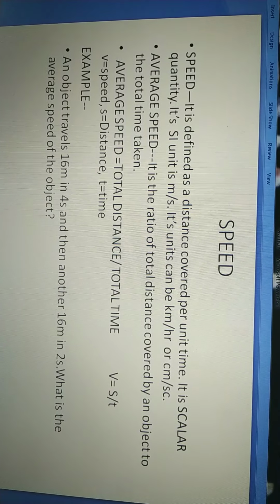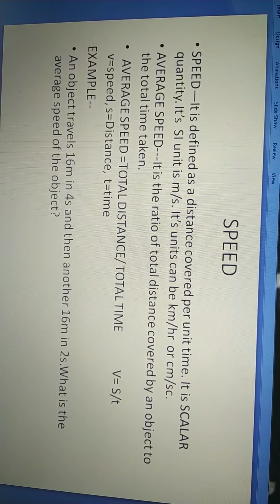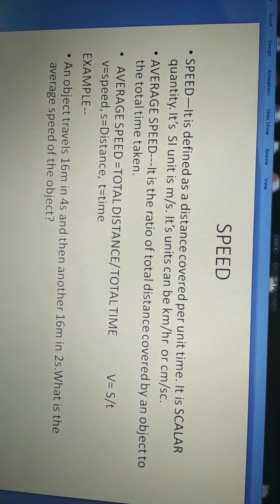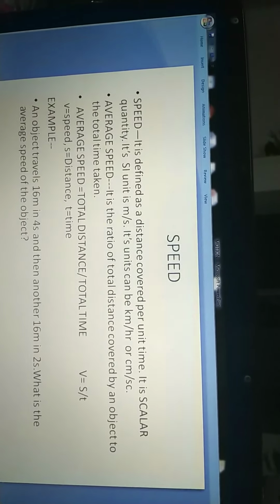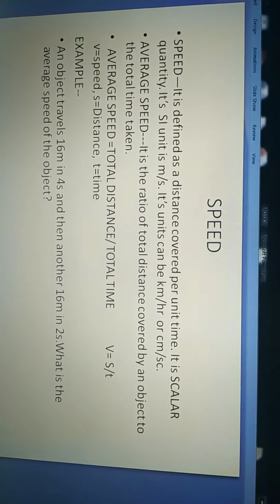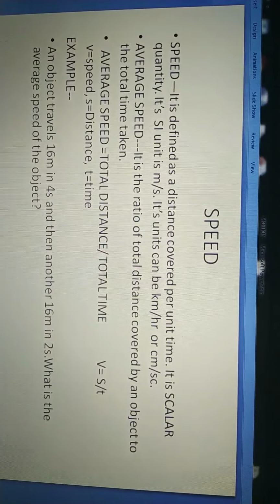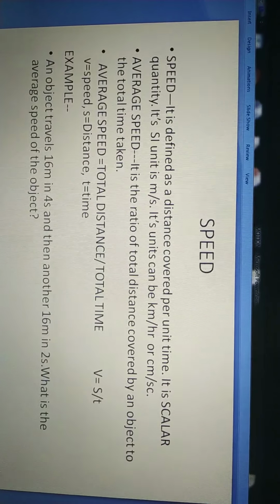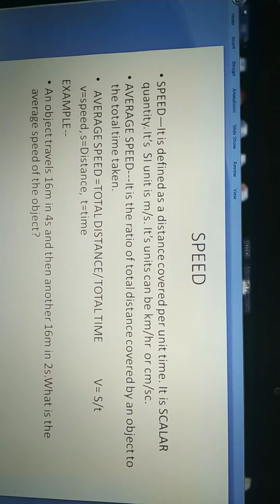You can better understand by solving this example. An object travels 16 meters in 4 seconds and then another 16 meters in 2 seconds. What is the average speed of the object? In this, children, you can calculate average speed is equal to total distance traveled, which will be 16 meters plus 16 meters, that is 32 meters, and total time covered, that is 4 seconds plus 2 seconds, that will be 6 seconds. So you can solve it by dividing 32 meters by 6 seconds. We will get the average speed of the object.